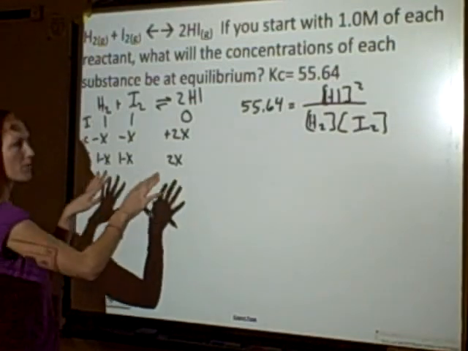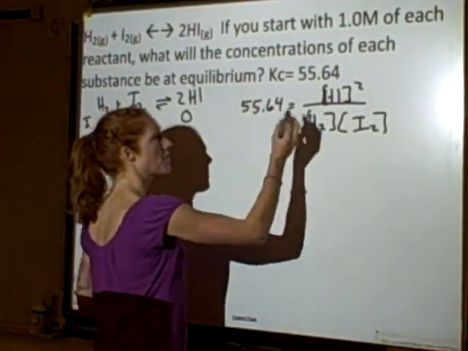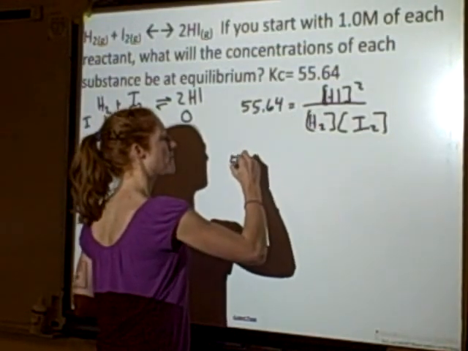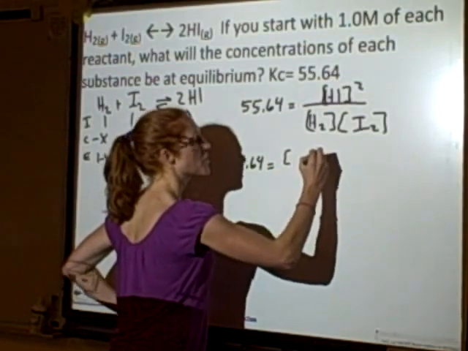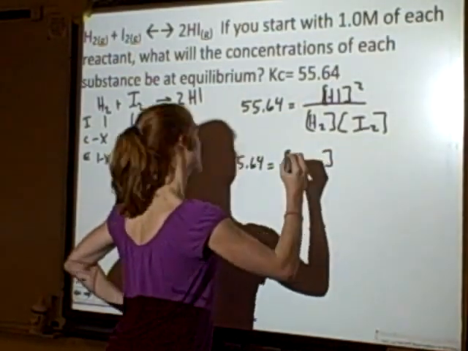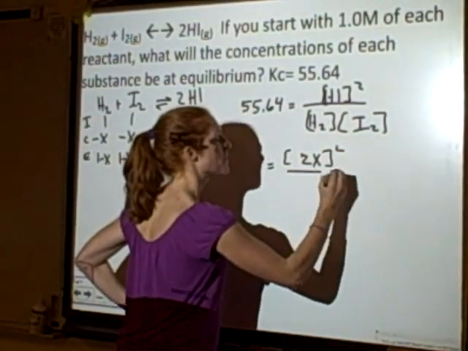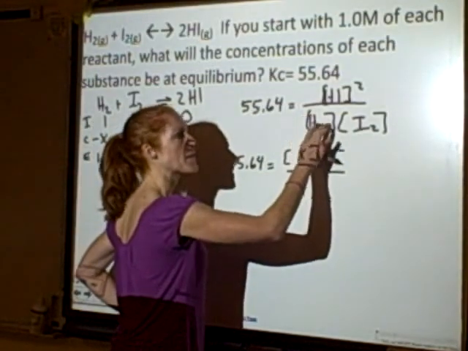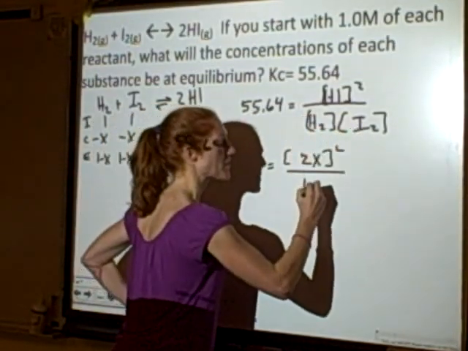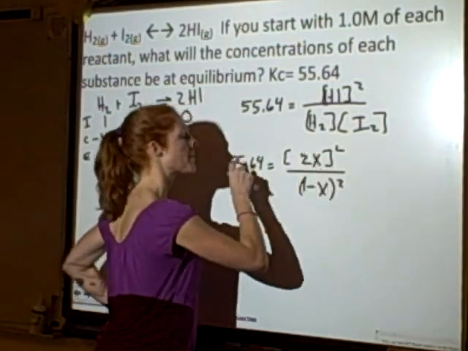And I can take these equilibrium values and say, well, KEQ is what I have at equilibrium. So I'm going to plug those in. So I will have 55.64. It's going to be the concentration of HI squared, or 2X squared, divided by these guys, 1 minus X, and it's 1 minus X times 1 minus X. I'm just going to put 1 minus X squared. So it's going to be what all of this is equal to.